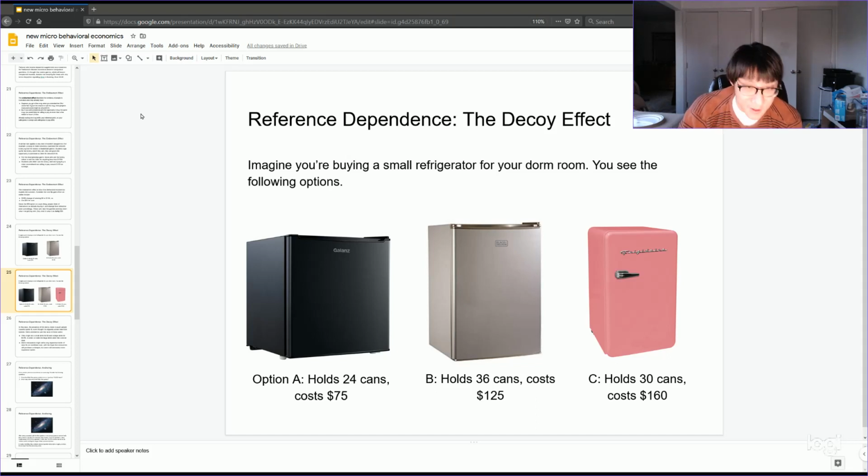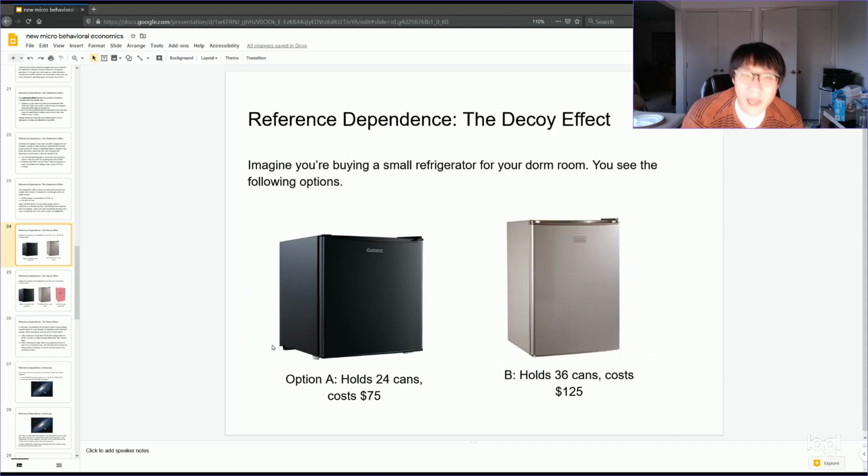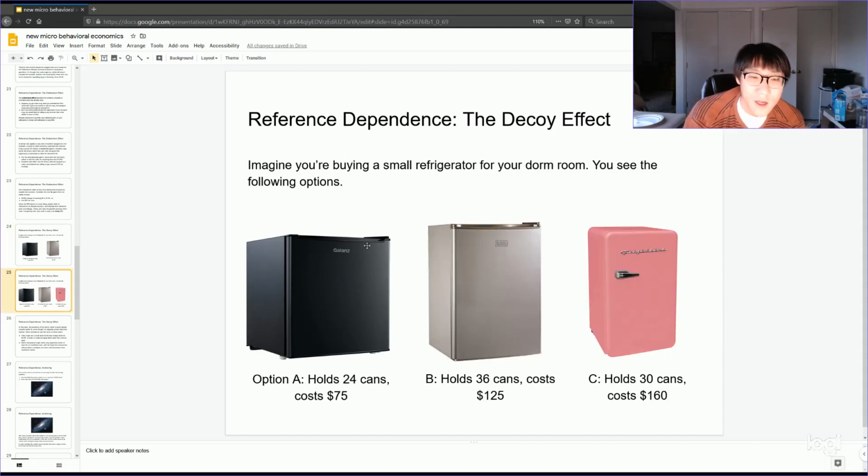Now imagine, however, that instead of being presented with those two options, you were initially presented with all three of these options. I've added a third option here, option C. This option holds 30 cans and costs $160. If people behave completely rationally, if you chose item A in this case, you would also choose item A in this case. You wouldn't be tempted to switch to item B just because I added a third choice, right? Why is that? Because option C seems clearly worse than both of the first alternatives.